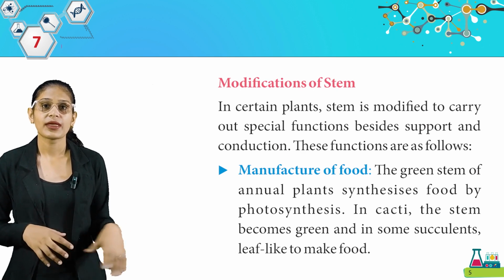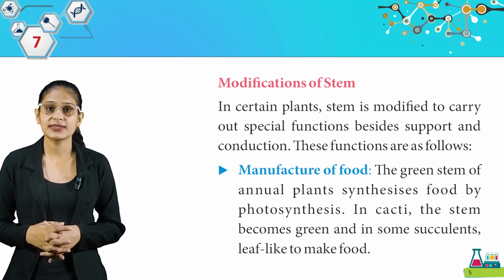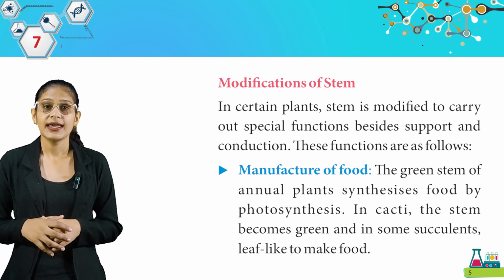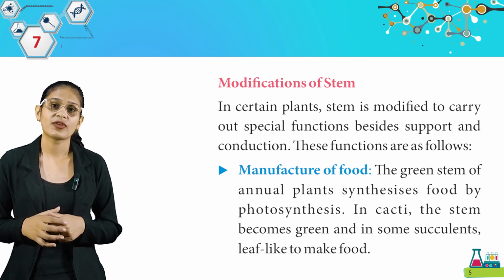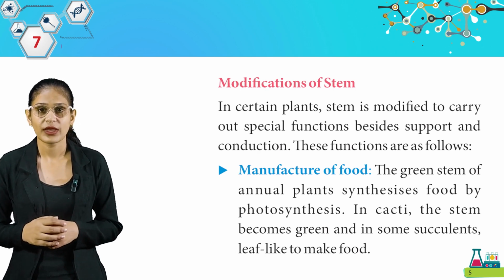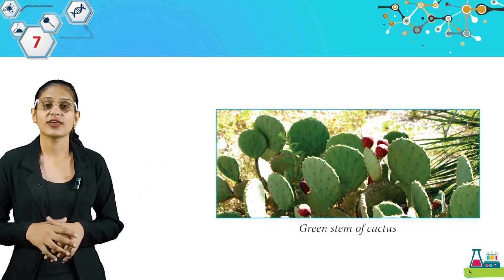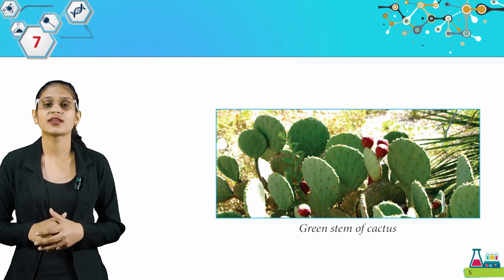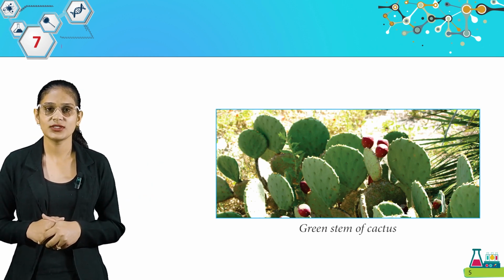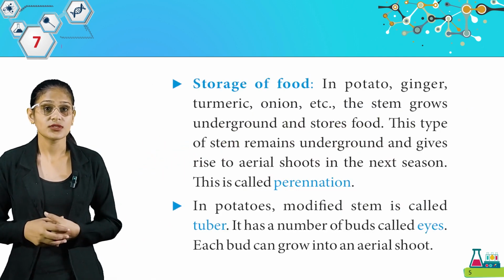Let's read about them. Manufacture of food. The green stem of annual plants synthesizes food by photosynthesis. In cacti, the stem becomes green and in some succulents leaf-like, to make food. So is the plant's green stem of cactus. Look at this picture. So cactus की stem जो है वो food को synthesize करती है. Get it, students?